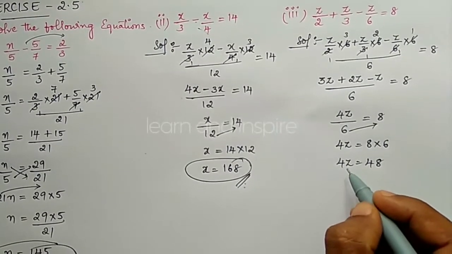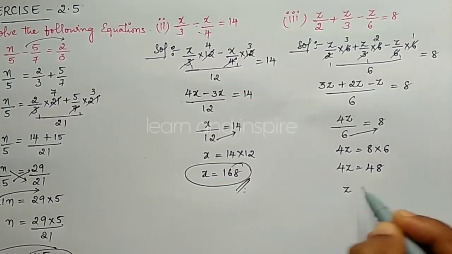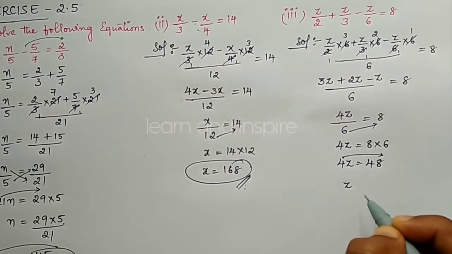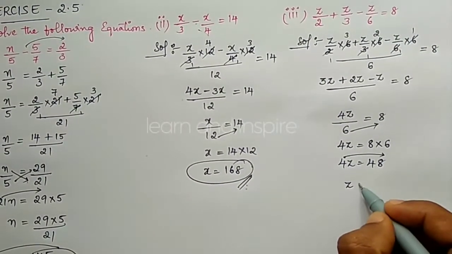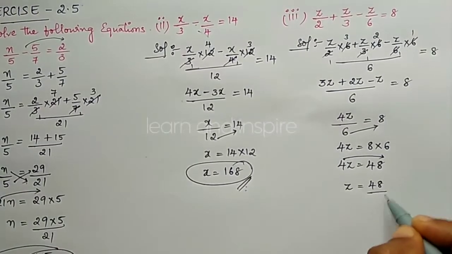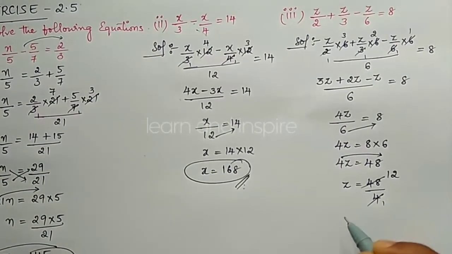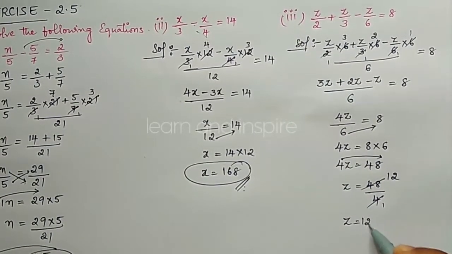Now we have to find the value of Z. So 4 is on multiplication. If I transpose multiplication to RHS, it becomes a division, which is equal to 48 by 4. 4 1s are 4, 4 2s are 8. Z is equal to 12.